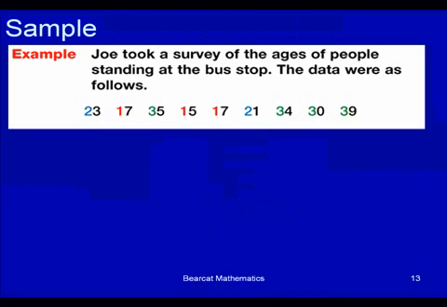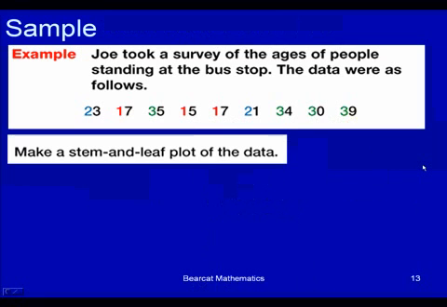All right, so here's some data. Joe took a survey of the ages of people standing at a bus stop. The data went as follows. He had all these numbers of people. One day there were actually 39 people standing at the bus stop. We're going to have to make a stem and leaf plot for the data.